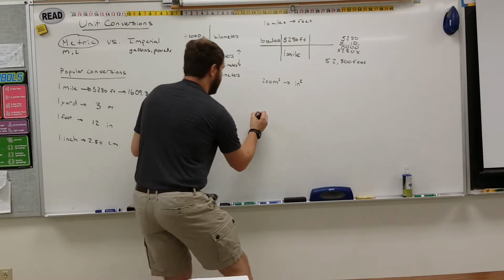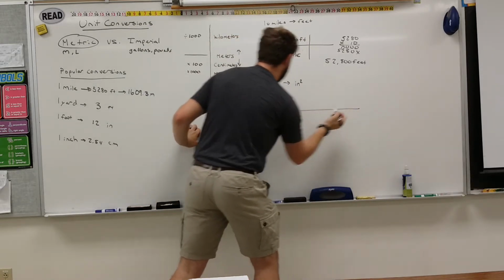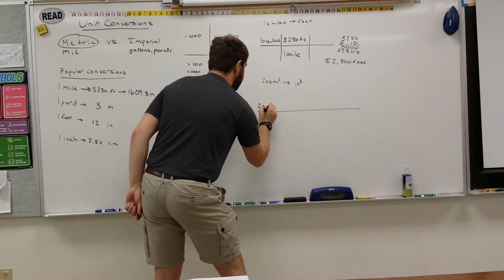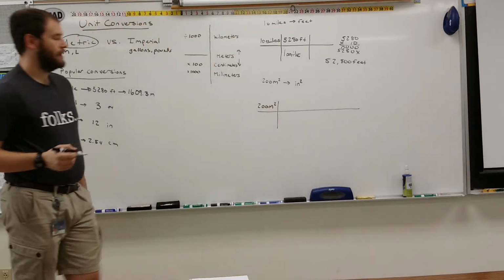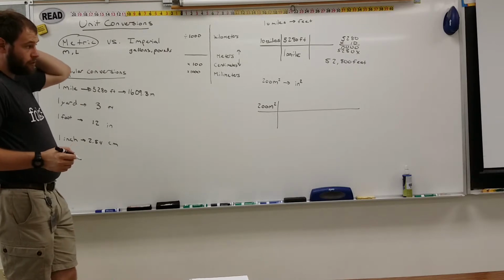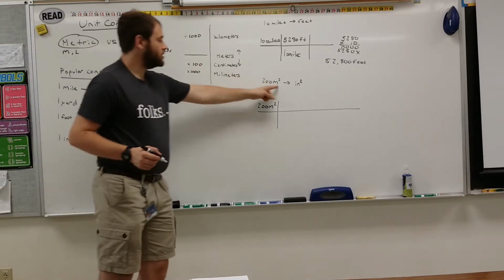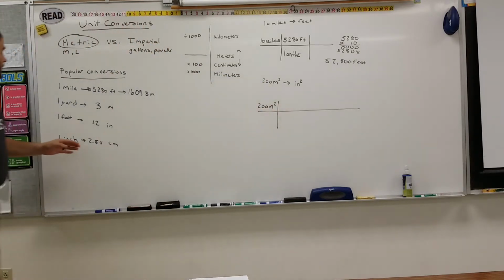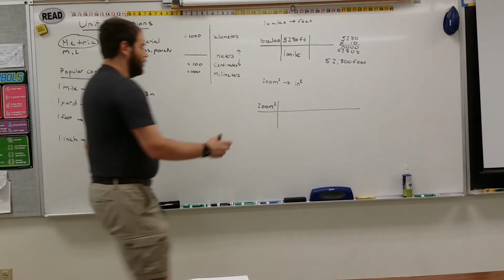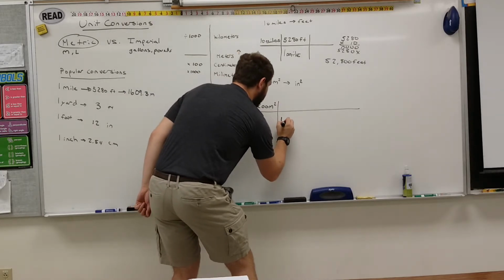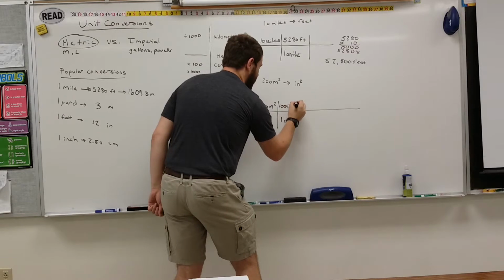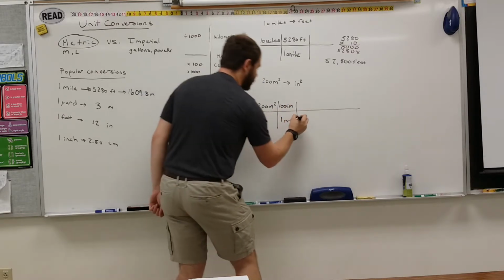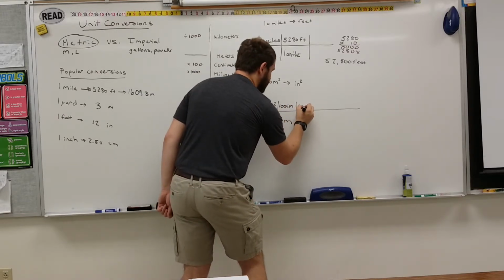So let's set the table up again, like we did the last time. And I start with my 200 meters squared, which is what I wanted to start with. And I'm going to go to inches. So the first thing I'm going to need to do is convert meters to something that I can convert to inches. And the thing that I know I can convert to inches is centimeters. So for every 1 meter, there's 100 centimeters. And because I'm in area, I have to do it twice. So I'm going to do that a second time.